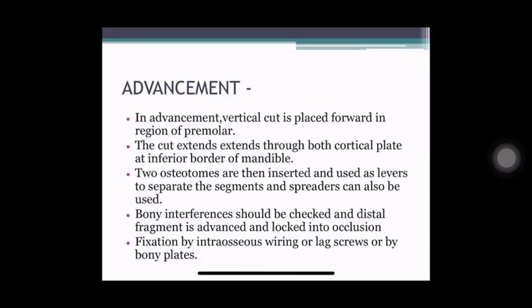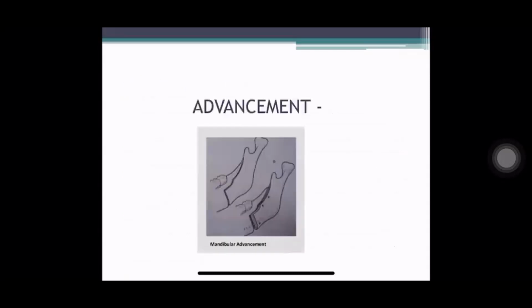In advancement, the vertical cut is placed forward in the premolar region. The cut extends through the buccal cortical plate to the inferior border of the mandible. Then two osteotomes are inserted, and they are used as levers to separate the segments, and spreaders can also be used. The bony interferences are checked, and the distal fragment is advanced and locked into occlusion. After this, the fixation is done by intraosseous wiring, lag screws, or bone plates. Here we can see the distal part is advanced, and then the fixation is done.